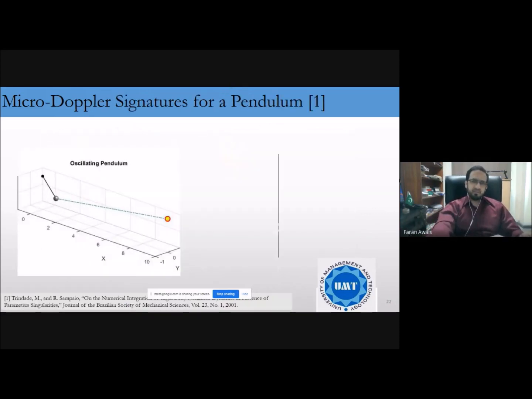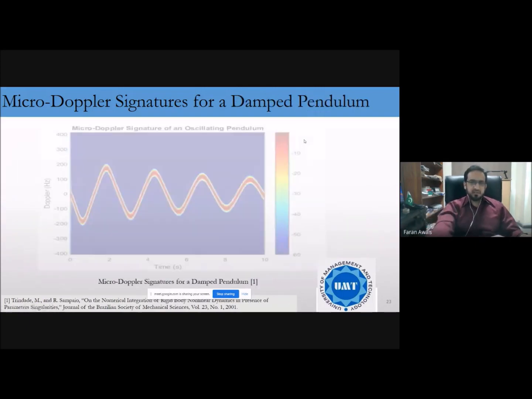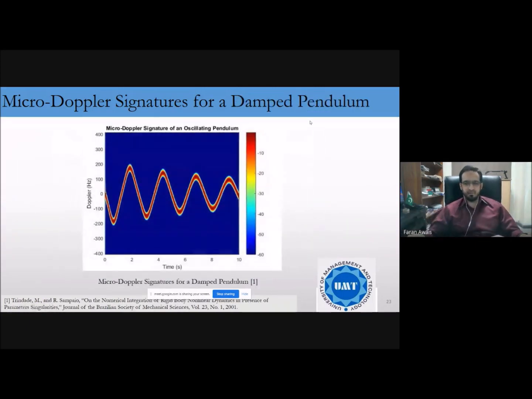Okay, so this is the micro Doppler signature for a pendulum. You can see this is a pendulum that is going to and fro. The micro Doppler signature of an oscillating pendulum looks something like this sinusoid. Now, this is a damped pendulum, so it is damping with time. Since it is damping with time, you can see the corresponding Doppler is converging to zero.